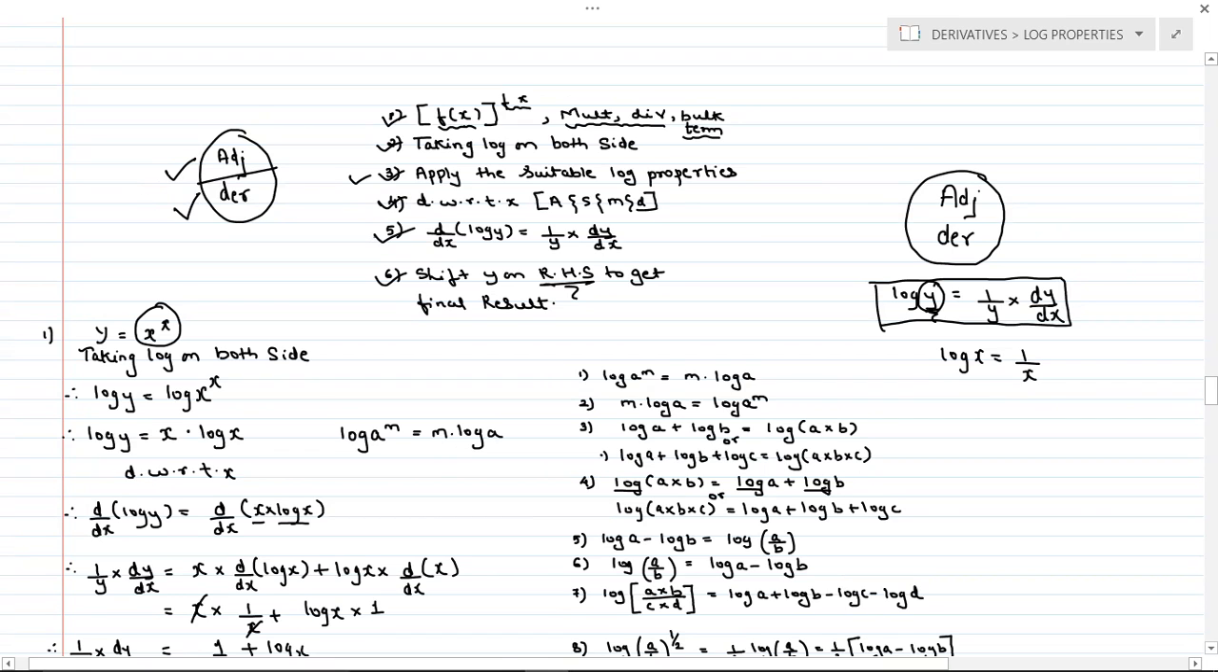Then after that, after differentiating with respect to x, the derivative of log y is directly 1 upon y into dy by dx. How did you get this? Derivative of log y equals 1 upon y into dy by dx using the chain rule. Then in the last step, you have to shift the y to the right hand side and then resubstitute the value of y. That's it. Then you have to stop your answer.